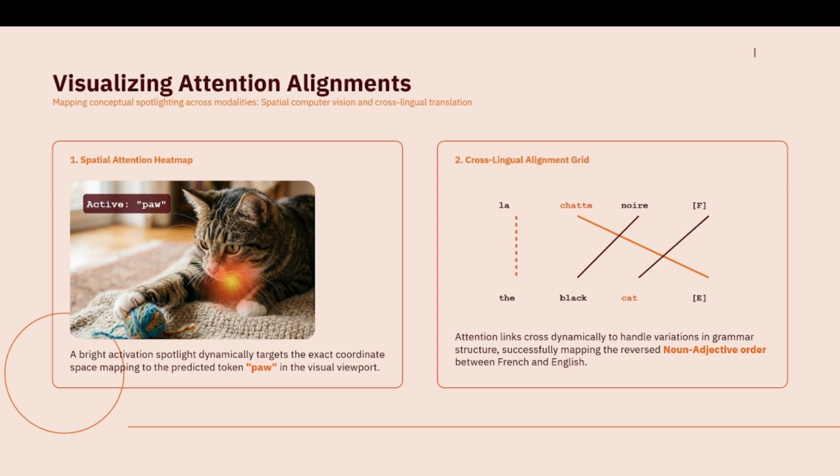Similarly, in language translation, attention learns grammatical structure automatically. It knows that to translate a French adjective, it needs to attend to a word that appeared earlier in the English sentence. It no longer forgets long sequences because it never has to memorize them. It just has to look at the source. Here's an example with the word paw and the cat.